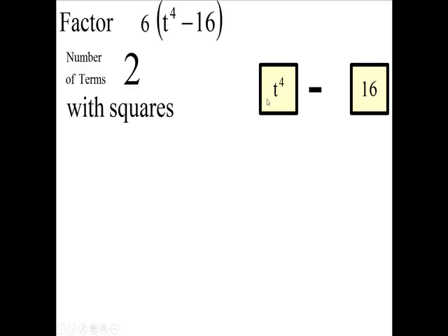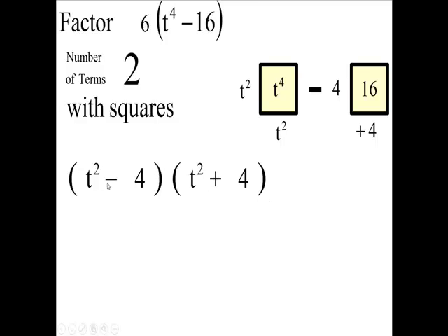So we write two squares, and we write t squared here and t squared here. That gives you t to the fourth. All right, and this is going to be a 4 by 4. So we end up with t squared minus 4 and t squared plus 4. But we're not finished yet. Now this part's finished because this is the sum of two squares. This is the difference of two squares.